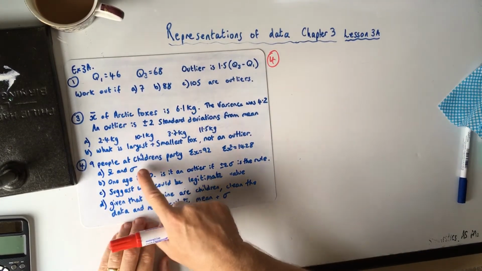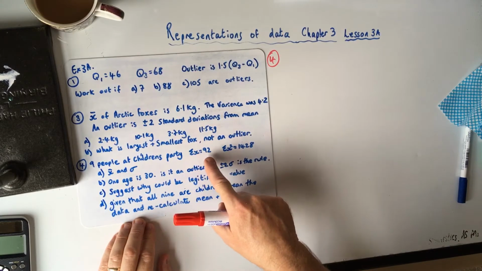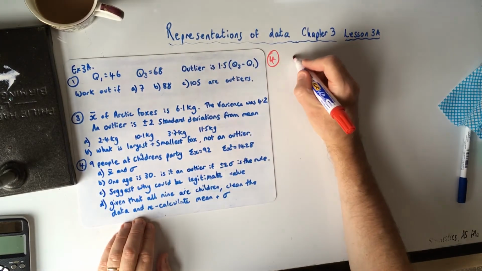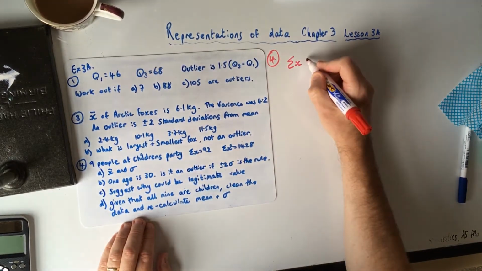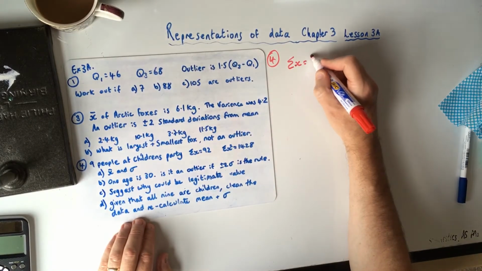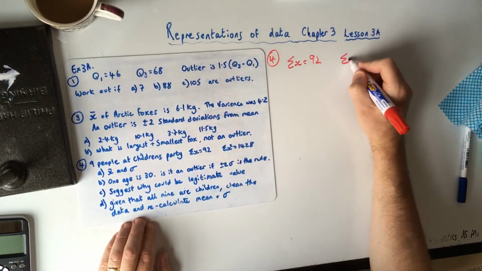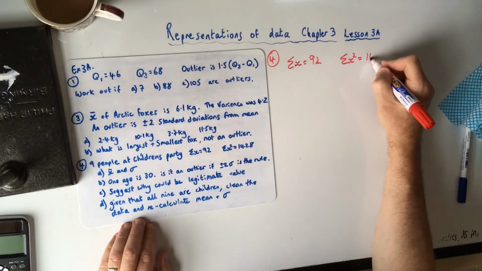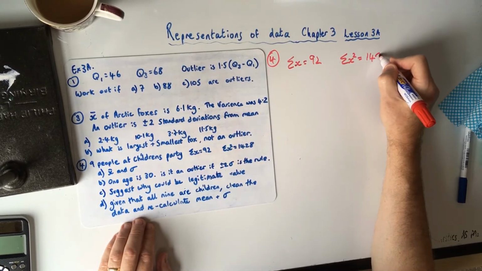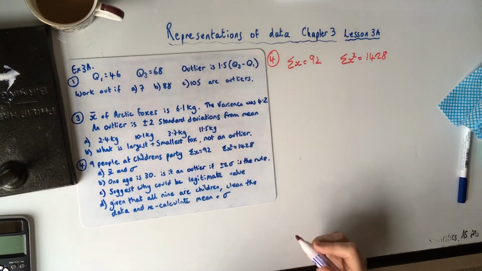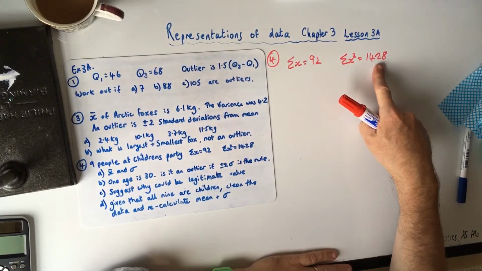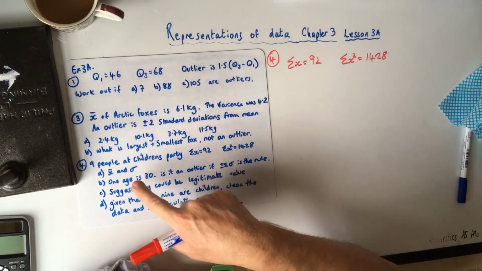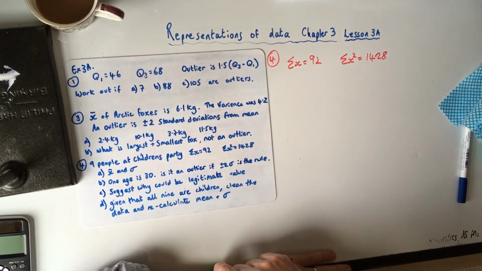It says that there are 9 people at the children's party. The sum of the ages of the 9 people is 92, and they squared all their ages and added them all together. The sum of the ages squared is that. Okay, so work out the mean and the standard deviation.